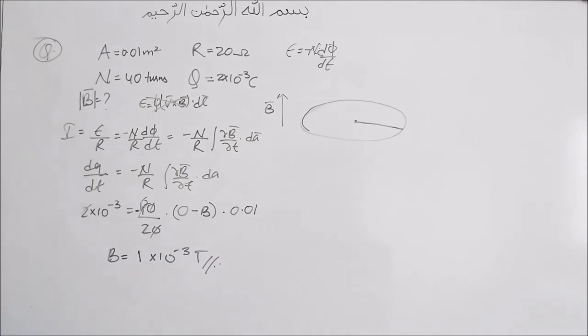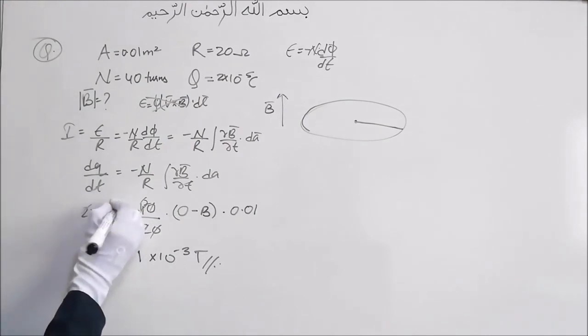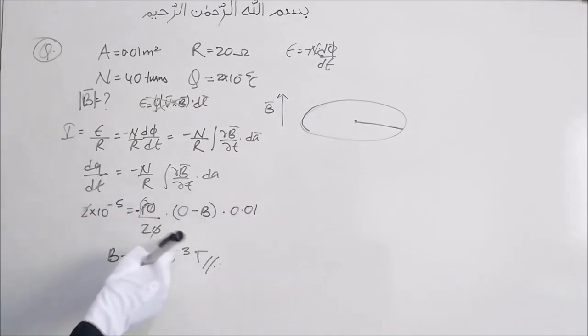10 raised to minus 3, right? This is 10 raised to minus 5, sorry. This is also 10 raised to minus 5. So this will be minus 5 and minus 2, then it will become 10 raised to minus 3 Tesla.